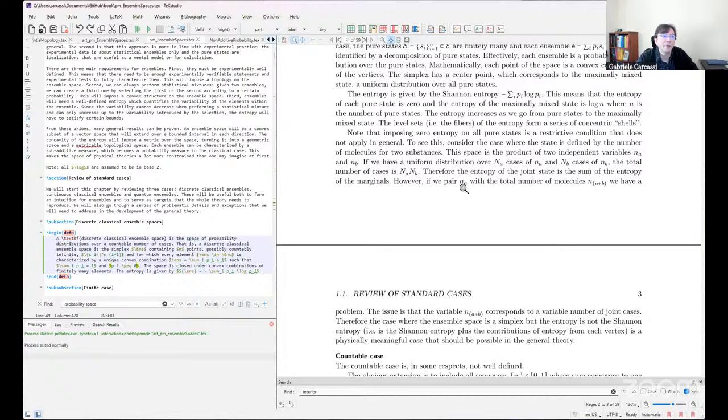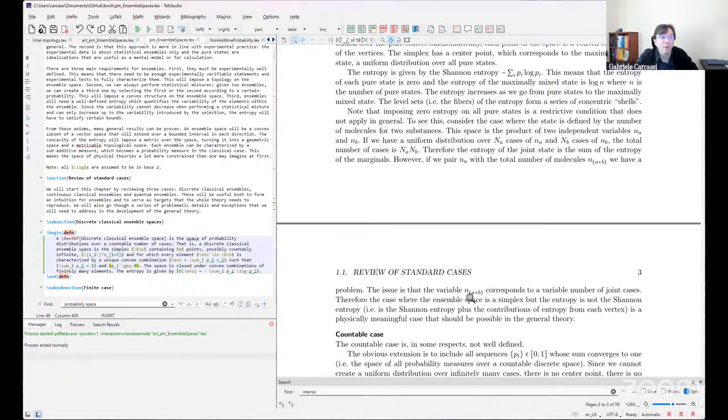However, if we pair NA with the total number of molecules, then we have a problem, because the issue is that the variable NA plus NB corresponds to a variable number of joint cases.